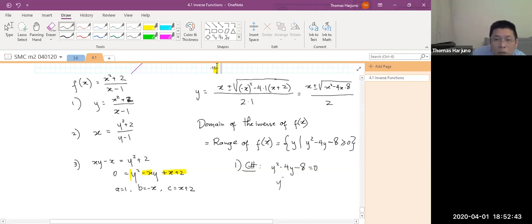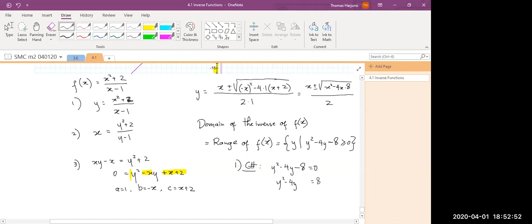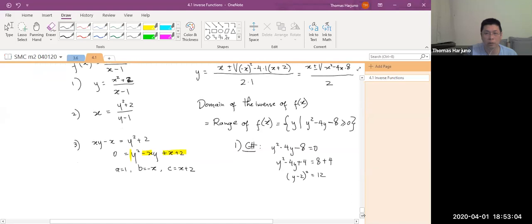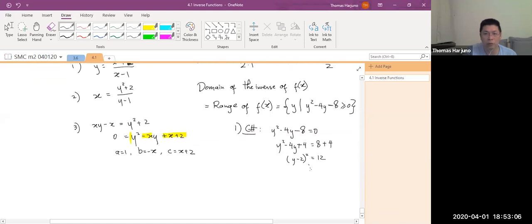So y squared minus 4y equals 8. What number do I add to both sides? 4. So I get y minus 2 squared equals 12. By the square root property, fast forward, y equals 2 plus or minus the square root of 12. The square root of 12 is what? 2 square root of 3.